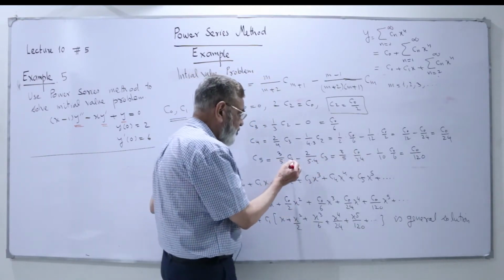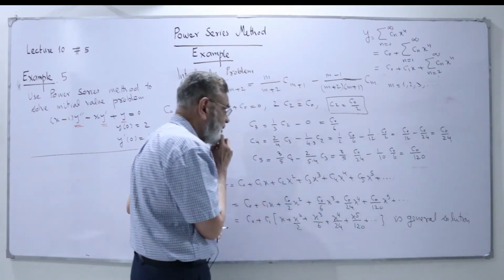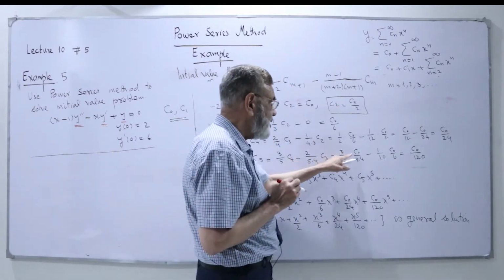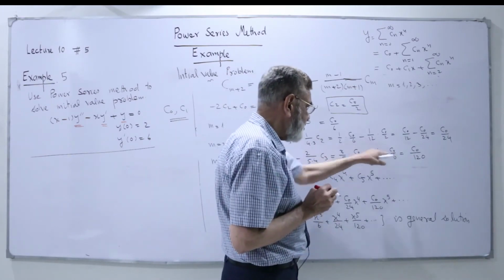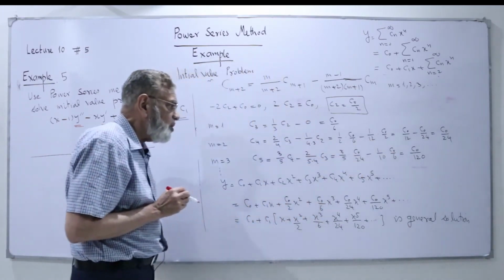We'll put the value of C4, and the value of C4 we substitute here. That is C0 by 24. And here 1 upon 6. We simplify this one. We get here C0 over 120.